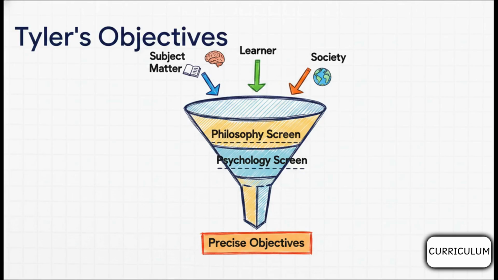First, the philosophy screen, which asks, hey, does this match the school's values? And second, the psychology screen, asking, does this actually suit the child's learning level? Only after all that do you get your final goal: precise, measurable, instructional objectives.